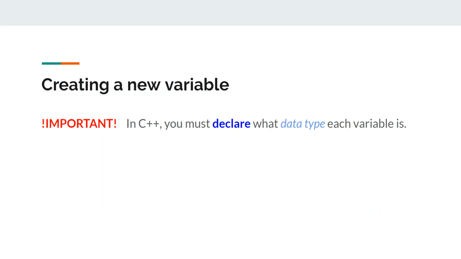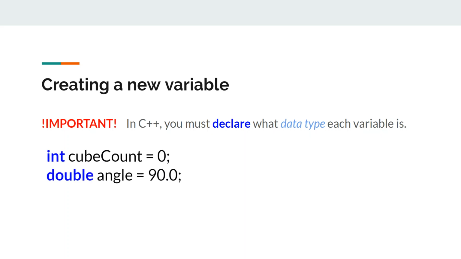So remember that you have to declare the data type when you create it, which means that when you, for example, make a variable to hold how many cubes your robot has, then you'd say int cubeCount, and then you can give it a starting value of 0. And then double angle is 90. So let's say that you're storing angular values, then you could use something like this. But we have to give it a data type. We can't just say angle. We have to say double angle. It's the type of value.